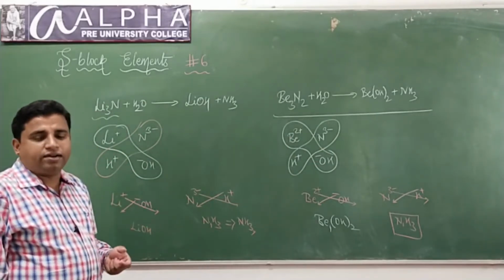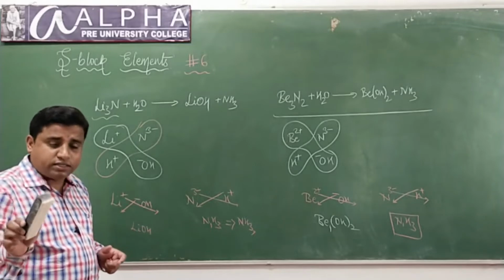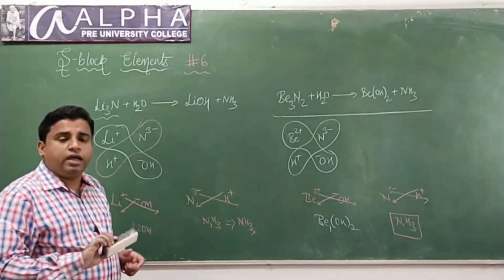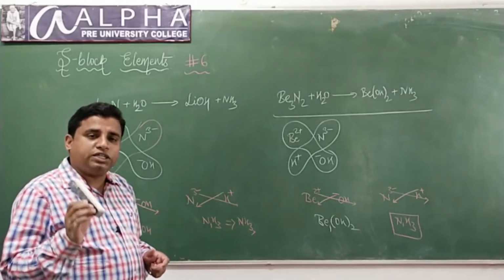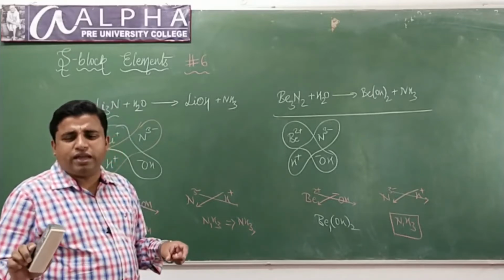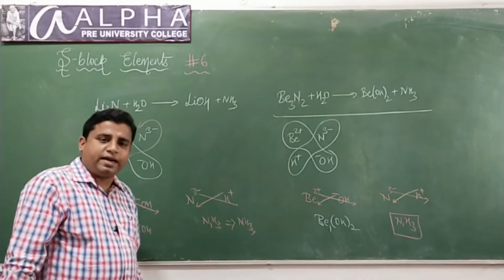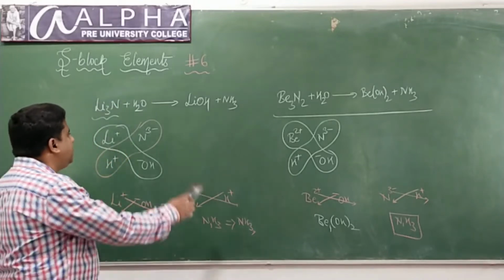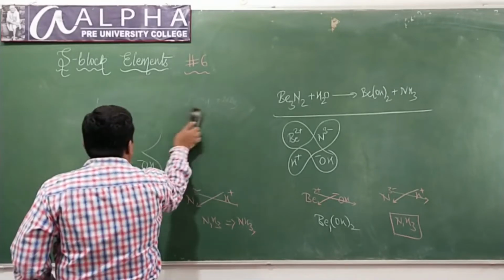They form nitrides. And what is the point to be noted here? Sodium, potassium, rubidium, cesium, these alkali metals do not react with nitrogen, only lithium reacts with nitrogen. Fine. Now what is the next reaction?